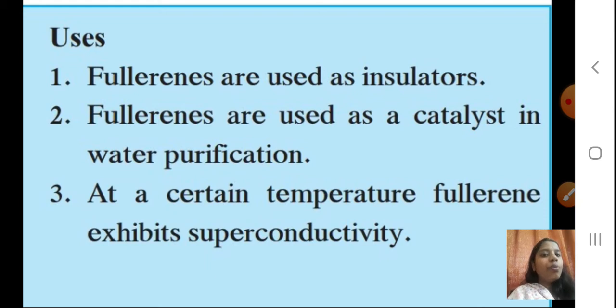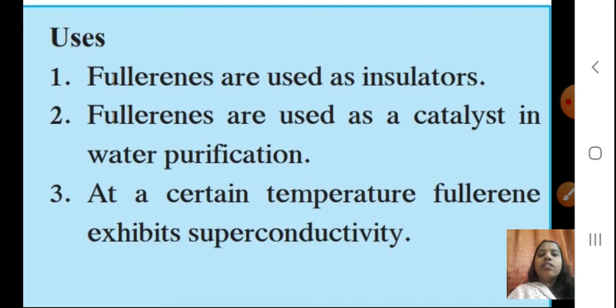Okay students, I hope till here it's clear. Third one, at a certain temperature, fullerene exhibits superconductivity. This is another branch of science which has been introduced, that is conductivity, superconductors. So at some temperature, fullerene can be used as a superconductor, which is the fastest medium to conduct electricity.